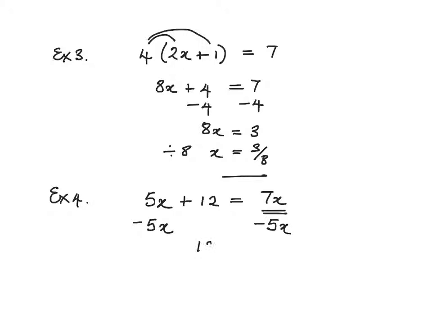I have 12 left on the left hand side and 2x on the right hand side. I can then divide by 2. 12 over 2 equals x, and I'll turn it around so that the letter comes first, x equals 6. Example 5. Here's another one of that sort.